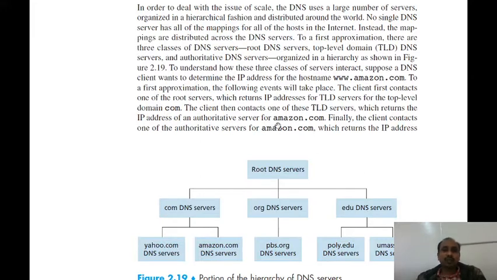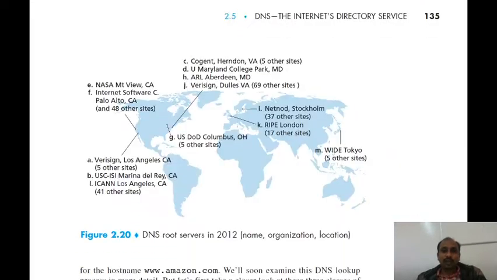Since I am searching for amazon.com, the root DNS server will route this to the .com DNS servers. Under the .com DNS servers, I will find the amazon.com server. This amazon.com server will see what the IP address is and translate that host name into an IP address. It sends the IP address to the top level domain server, from there it comes to the root DNS server, and from the root DNS server it finally reaches the client. This is how the hierarchical process happens, right?